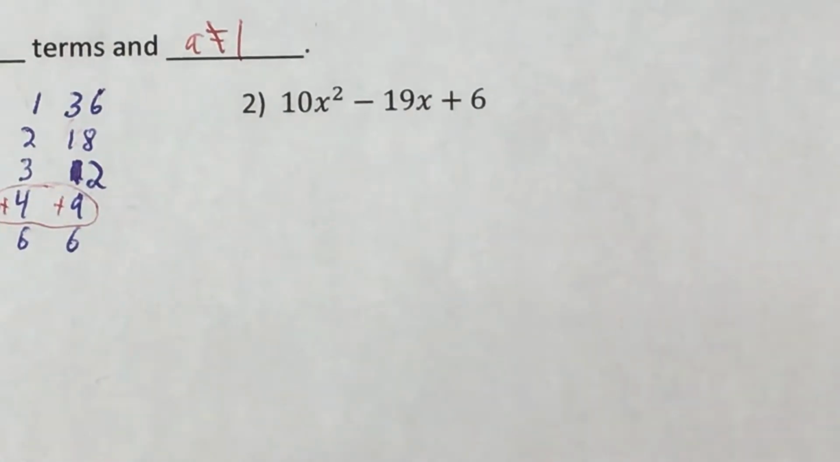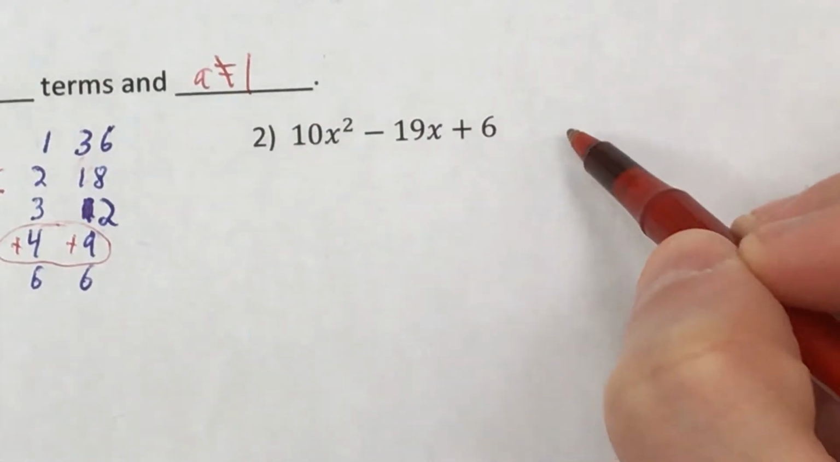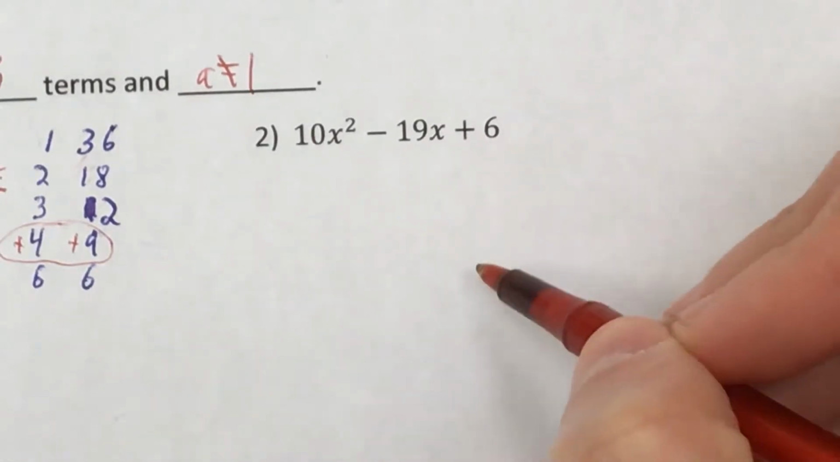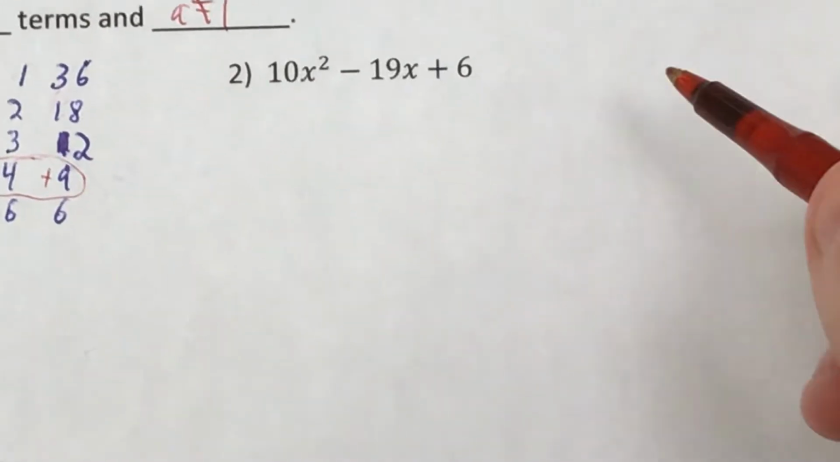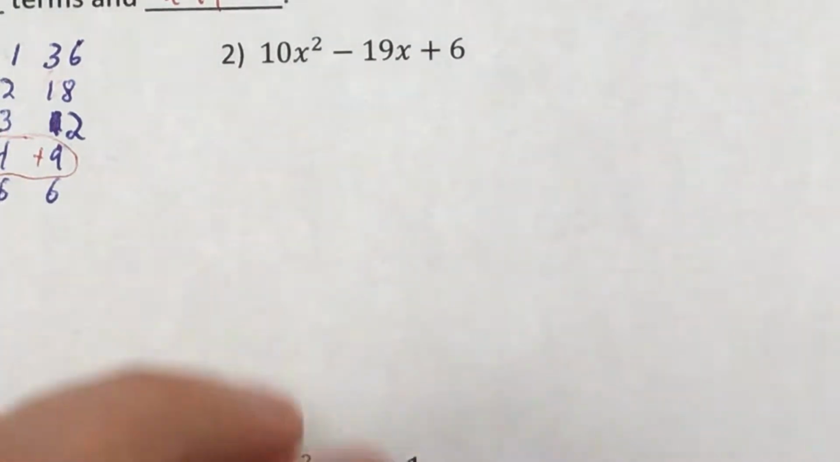Another example problem right here. If you want to try it by yourself, go for it. This one is very much like the previous one. It's just you do the 10 times the 6 equals 60. What multiplies to 60 adds up to negative 19? Split up the middle terms, factor by grouping. So if that's enough to go off of, you can try it. If not, then here we go.